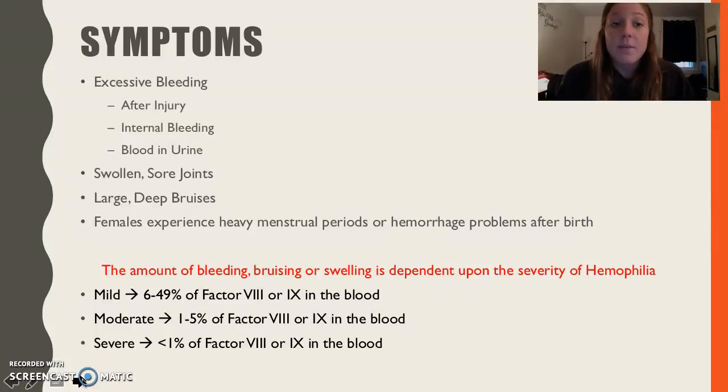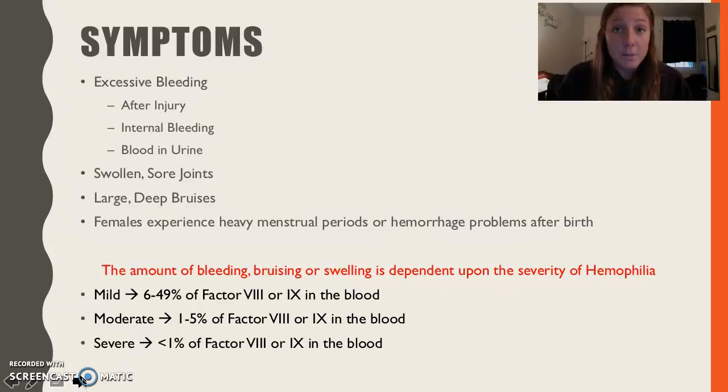The excessive bleeding may also occur internally into the muscles or joints, which is how we come to another symptom, swollen or sore joints. The ankles, knees, and elbows are most commonly swollen because they are most commonly bled into. Large and deep bruising may also occur due to the bleeding into the muscles. Individuals with severe and sometimes moderate hemophilia typically experience the internal bleeding, the blood in the urine, the extremely swollen joints, and the deep bruises.